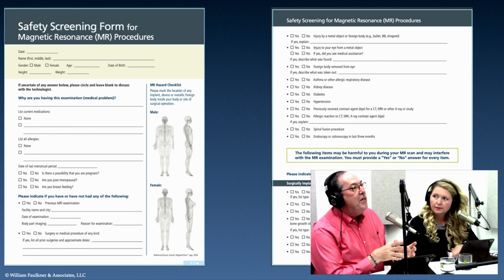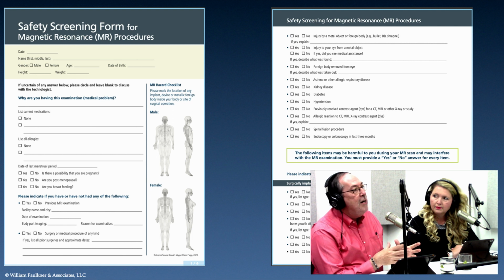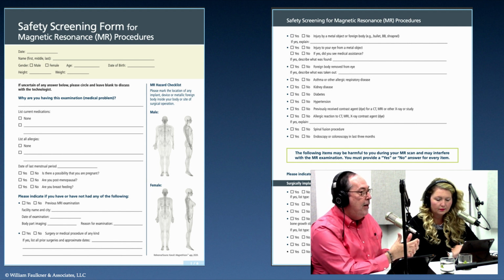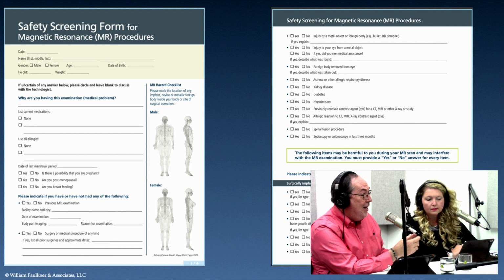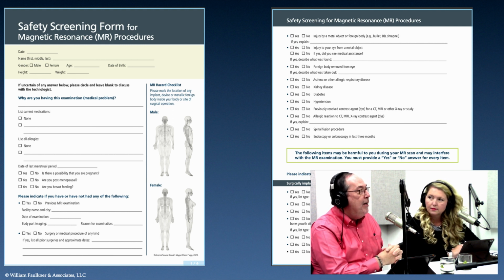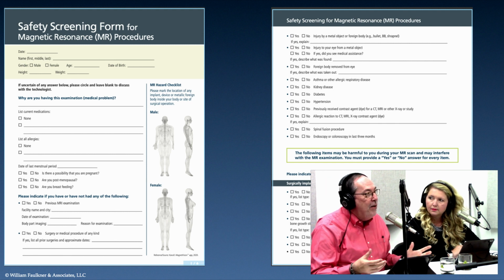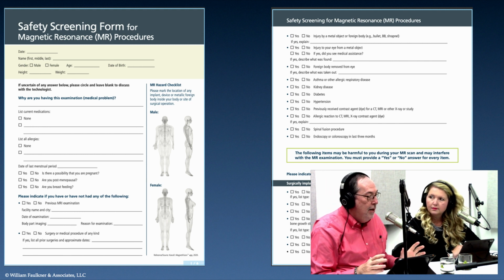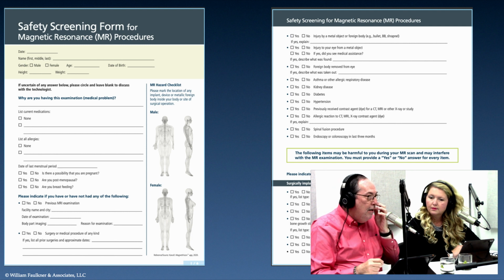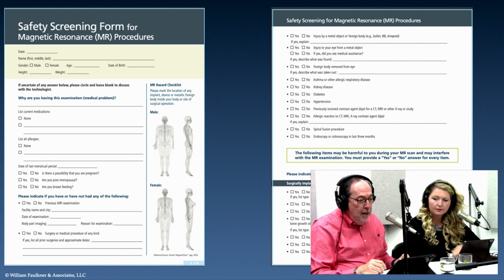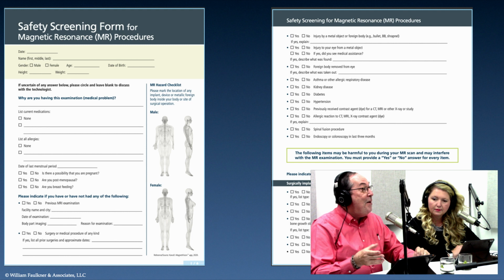So the ACR used to have this screening form that came with the guidance document. It was like an appendix to a guidance document, and it was mediocre at best. I never saw anybody use it. It wasn't very detailed. This one is massively different.